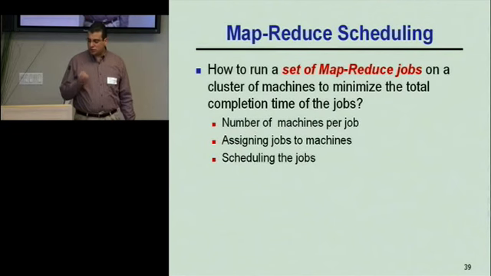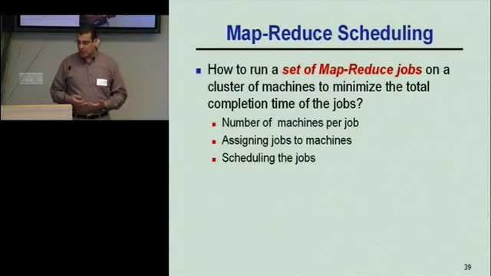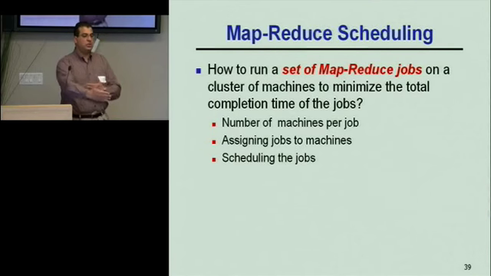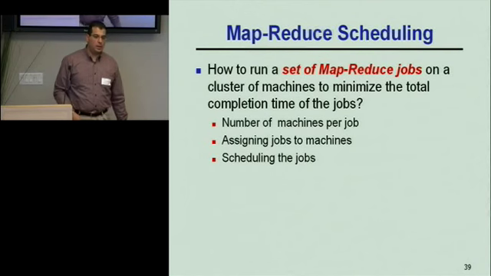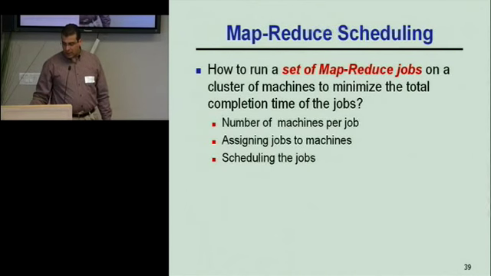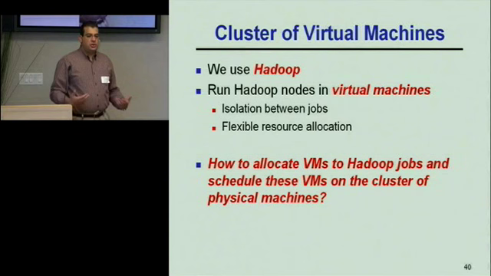And the problem we're tackling here is how to run a set of map-reduced jobs on a cluster of machines to minimize the total completion time of these jobs. Okay? And with MapReduce, you have lots of tuning decisions to make, like how many machines to assign to a specific job, which machines will run which jobs, and how do I schedule the jobs on the machine. So I have a batch of MapReduce jobs, a cluster of machines. My goal is to minimize the task span, the total completion time of all these jobs.